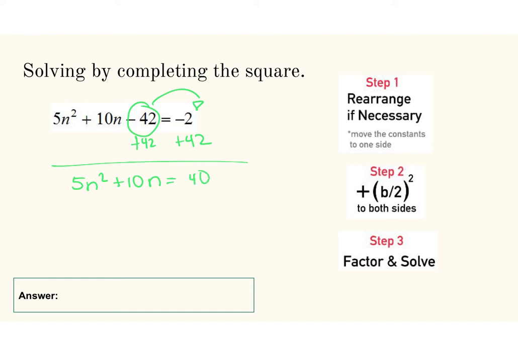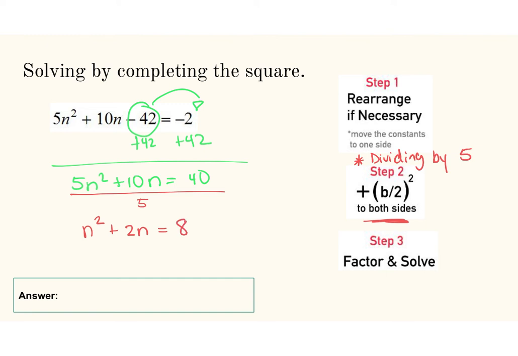Step 2, well, note, before I can use step 2, I want to make sure that my first term is 1, and I can do that by dividing. So I'm going to divide the entire equation by 5 in this case to make it 1. So n squared plus 2n equals 8.